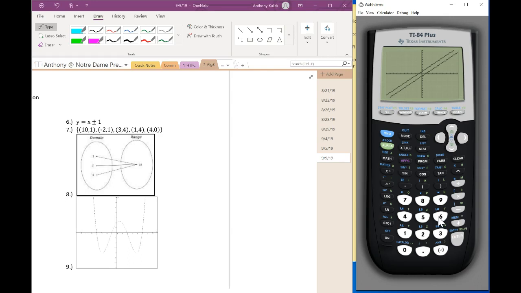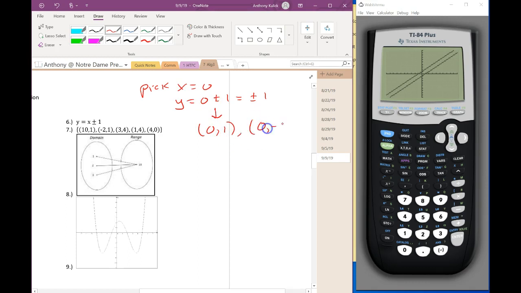Alternatively, what you could do, if you didn't like that, is you could pick a value for x. Say I pick x equals 0. If I do that and I solve, I get that y is plus or minus 1. So this tells me I have the points (0, 1) and (0, negative 1). That's 1 x that goes to 2 separate y's, or that's a repeated x coordinate. All of those would be fine justifications as well if you didn't draw the graph.